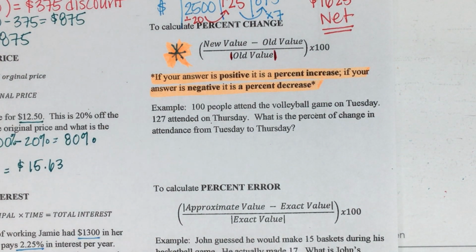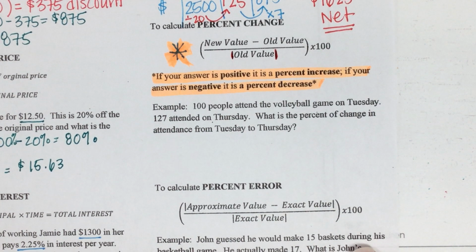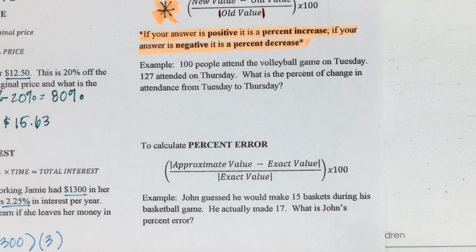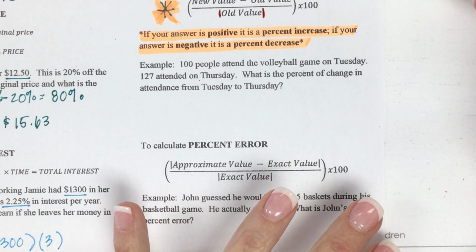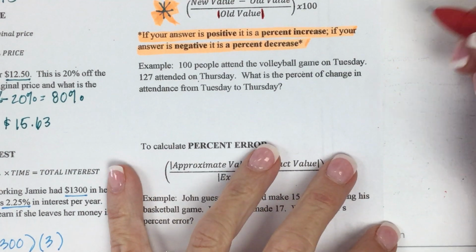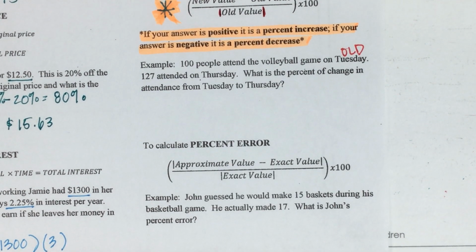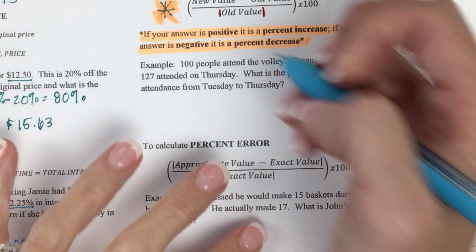All right, let's put it to practice and see what we come up with. 100 people attend the volleyball game on Tuesday. 127 attended on Thursday. What is the percent of change in attendance from Tuesday to Thursday? All right, so let's figure this out. 100 people attend on Tuesday, so that is our old. And 127 attended on Thursday, so that is my new.